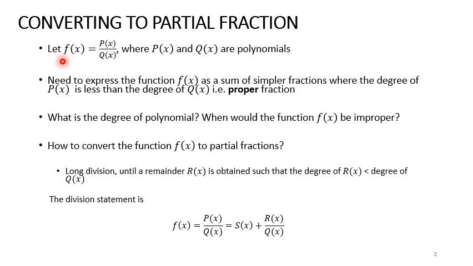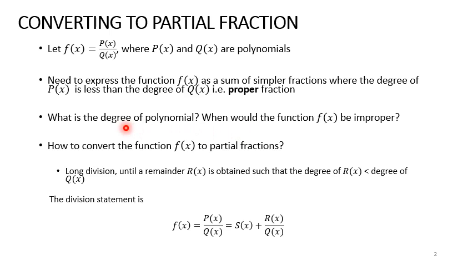So let's say you have a function f(x) given as a polynomial fraction, p(x) over q(x), where p(x) and q(x) are polynomials. You want to express the function f as a sum of simpler functions where the degree of p is less than the degree of q, i.e. you want to have a proper fraction. So what does it mean by the degree of the polynomial? And when would the function f(x) be improper?